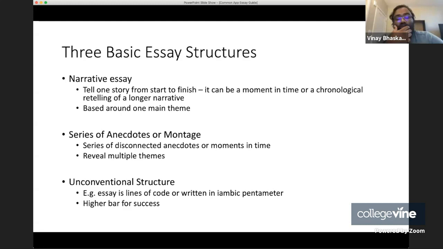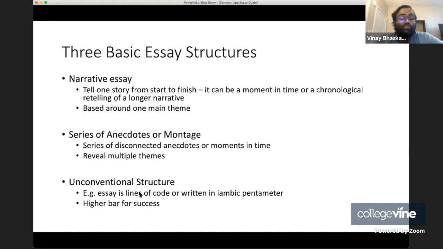Then you have a series of anecdotes or montages. This is a series of disconnected anecdotes or moments in time that reveal multiple themes. I will say that generally speaking, I prefer a narrative, or even what I would call a compound narrative, where you're covering two very closely related themes, to the anecdotes or montage, but ultimately it's up to you. You can write an effective montage essay.